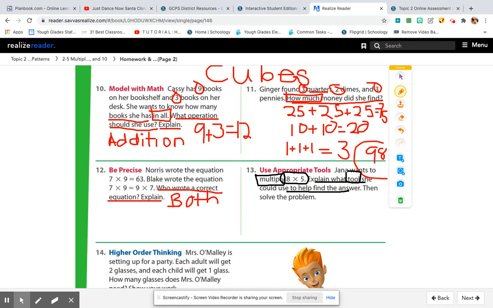So what would you choose? Did you say array? You could also use equal groups to solve this. You have to pick a tool. See, that's what the question is asking you to do. Yes, we know that there's a factor of 5 and we can count by 5s. We can skip count by 5s until we get to 8 and get our answer. But you must use a tool for this, for it to be correct. You have to listen to what they're asking for.